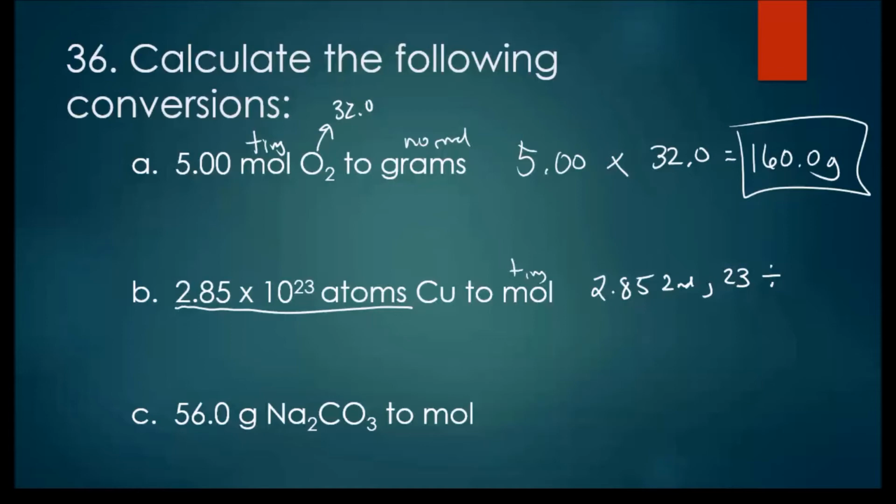Do we divide by molar mass or do we divide by Avogadro's number? Avogadro's number. So type in alpha n. Hit enter. Is the number tiny? Yes. Then we did it right. What is it? 0.473.